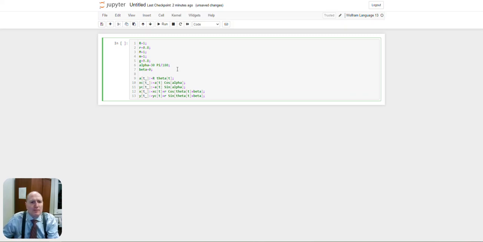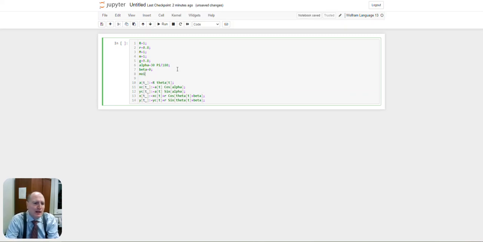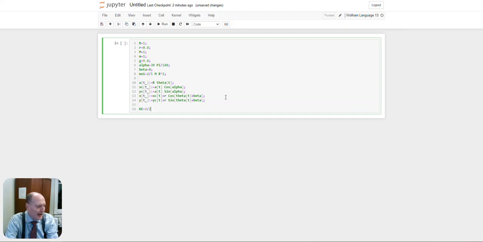We need the moment of inertia. You can't use capital I in the Wolfram engine. So moment of inertia is going to be 2/5 m r squared. That's the moment of inertia of a ball. Oh, that's a ball, not a hoop. It doesn't really matter. We'll imagine a ball that has an extra mass put inside of it. Then the kinetic energy is going to be 1/2 moment of inertia times theta prime of t squared, and an additional 1/2 lowercase m times x prime of t squared plus y prime of t squared. That's basically what we had written.